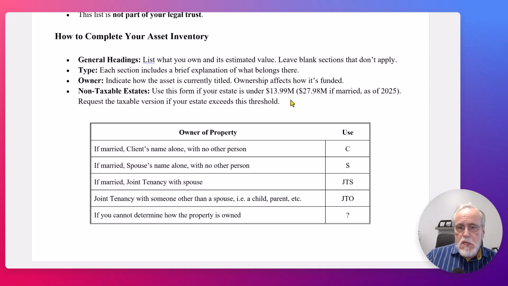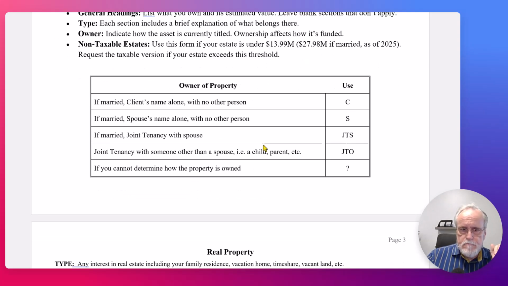And I can see that this is a little bit out of date. It has been. That's what it was before it went up in early 2025. It's currently $15 million, not 13.99. But that's why the code. We want to know, hey, is this a separate property? Is this a community property? It's just important information for us to know.